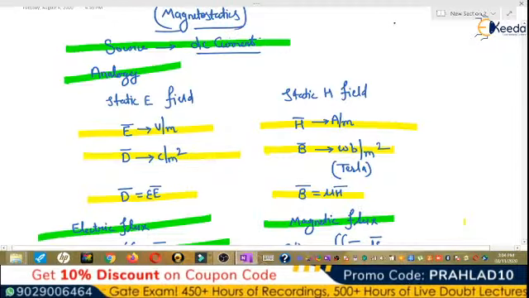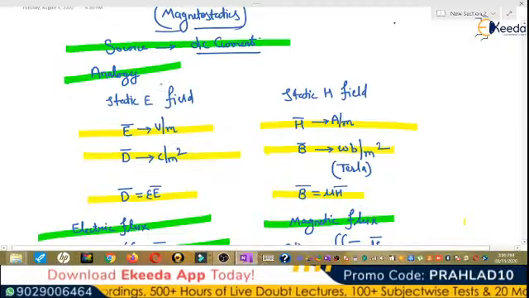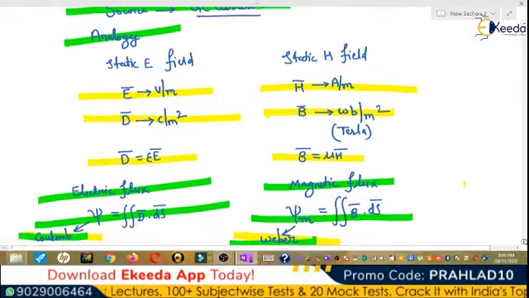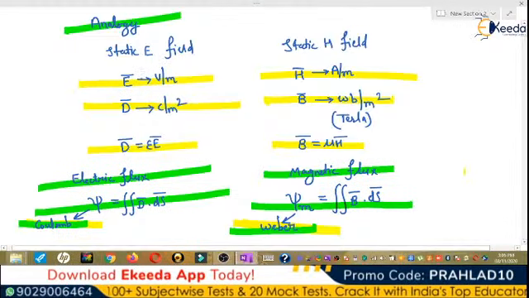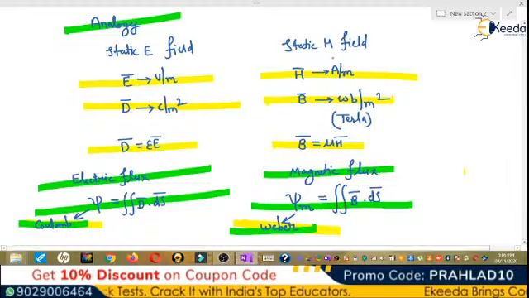We are starting with magnetostatics in this lecture. The source of magnetostatics is DC current. Let me talk about the analogy between the electric field and magnetic field. Electric field intensity is measured in volt per meter, and magnetic field intensity is measured in ampere per meter.